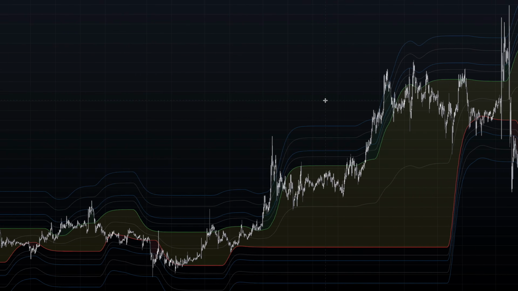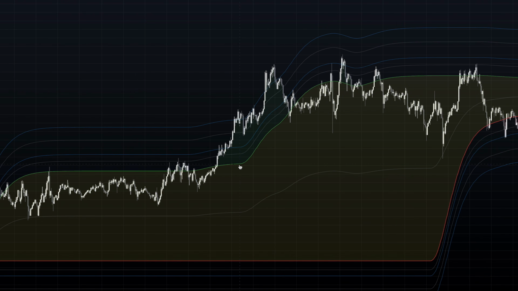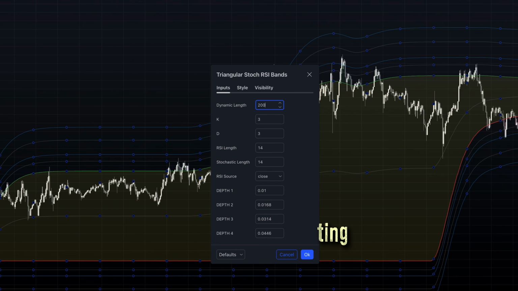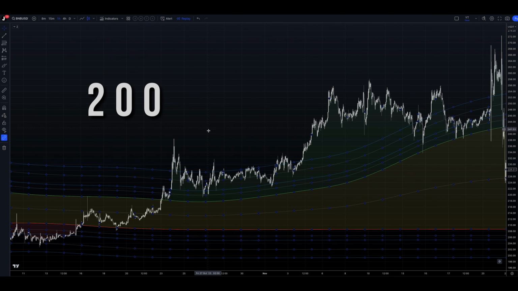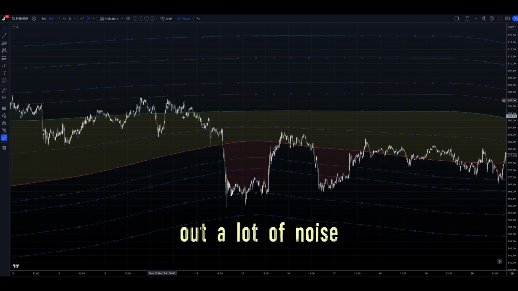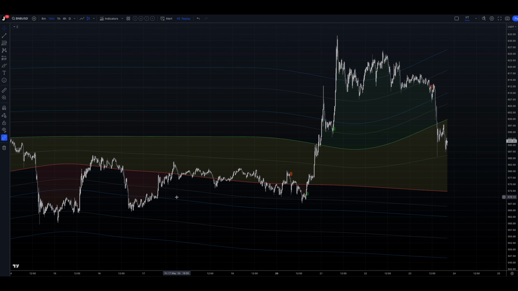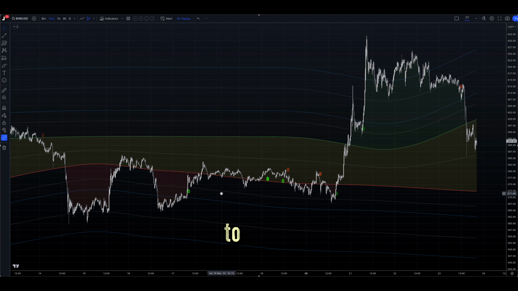Finally, for trading this break and retest setup using the triangular stock RSI bands, I recommend setting the dynamic length to 200. This higher setting will help filter out a lot of noise and allow you to identify much stronger, more impactful breakouts to trade.